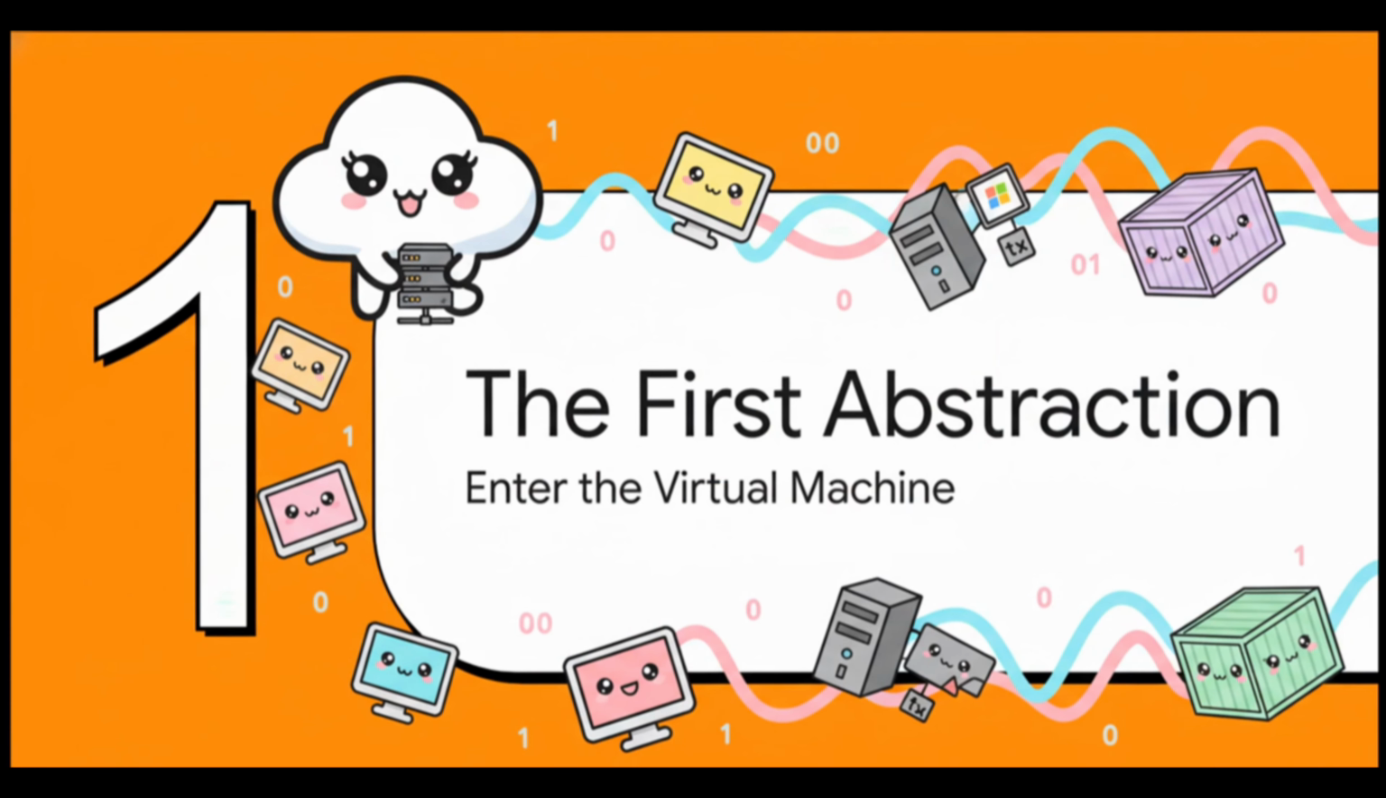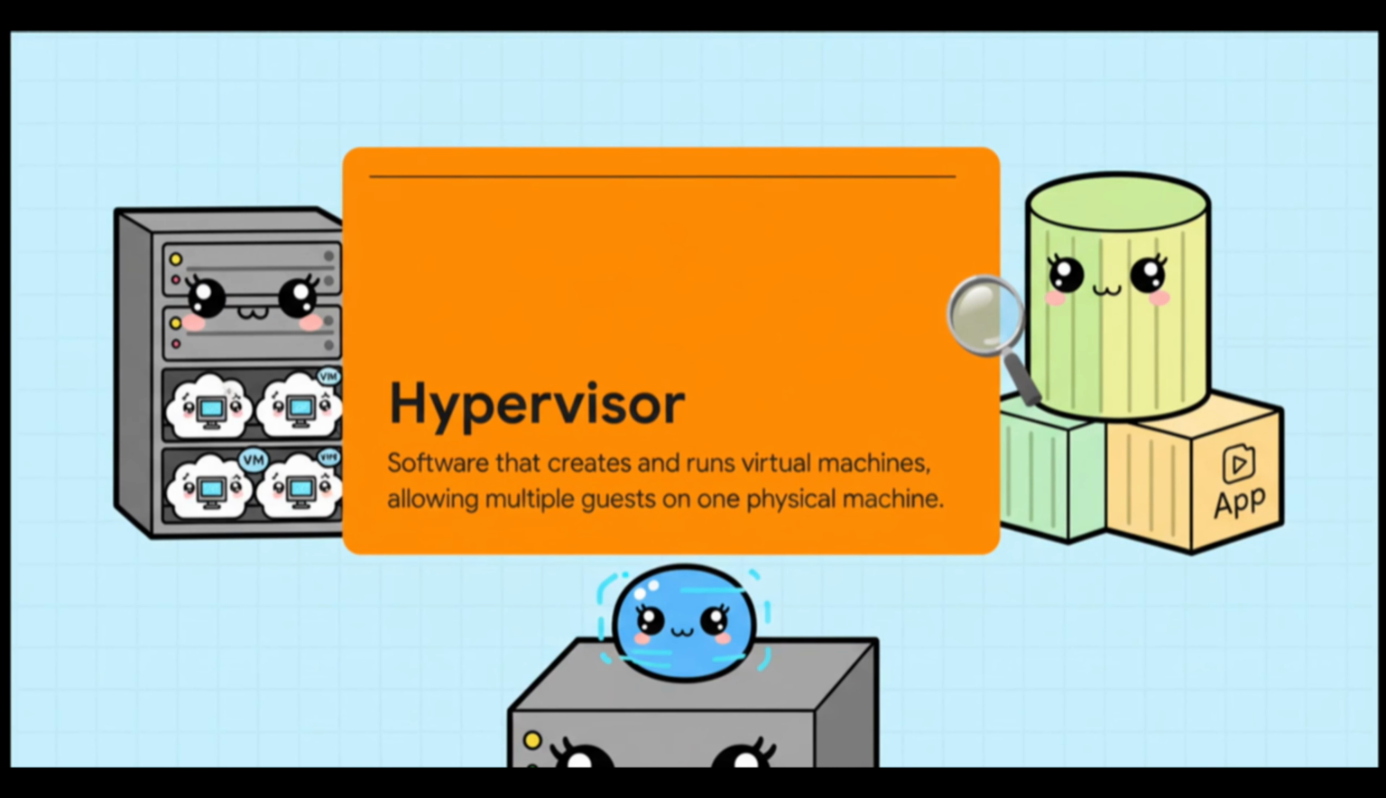The first major answer to that question was the virtual machine, or what we all just call a VM. And this was a total game changer. It allowed us to take one super powerful server and just carve it up into a bunch of smaller, totally independent digital computers. And to really get how that works, we got to talk about the special software that pulls all the strings. That software is called a hypervisor.